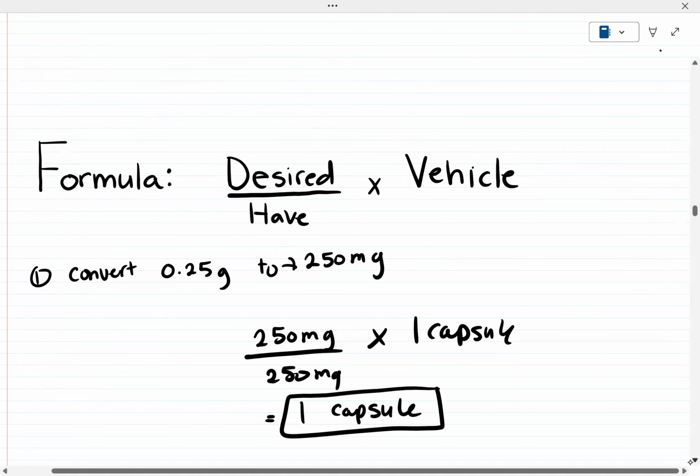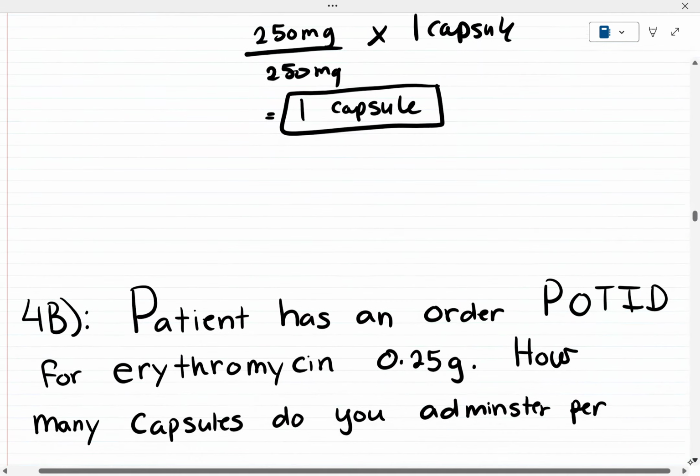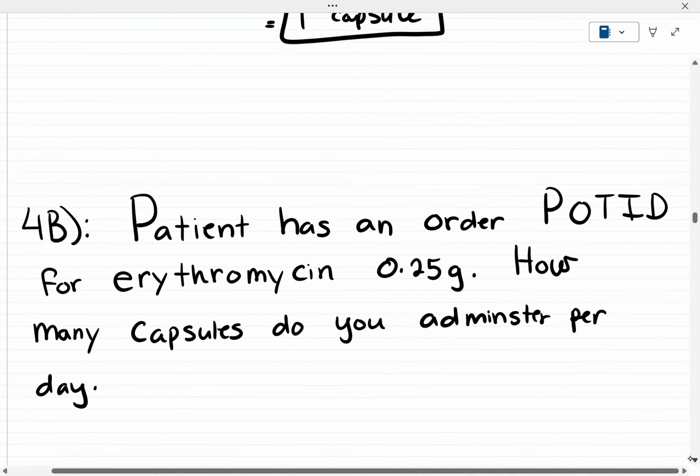Okay. There's a second part of this problem. So part B, 4B. So a patient has an order of PO, TID, TID means 3 times a day, for the erythromycin of 0.25 grams. The question says, how many capsules do you administer per day? So for per dose it was 1 capsule. So per day. So this is where you need to know your wording.